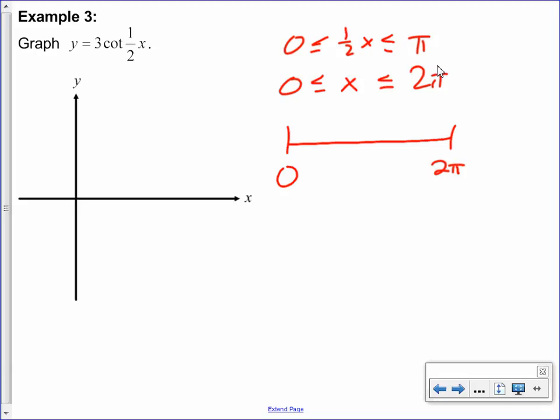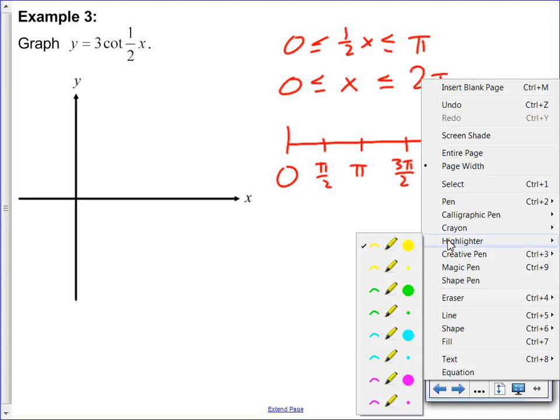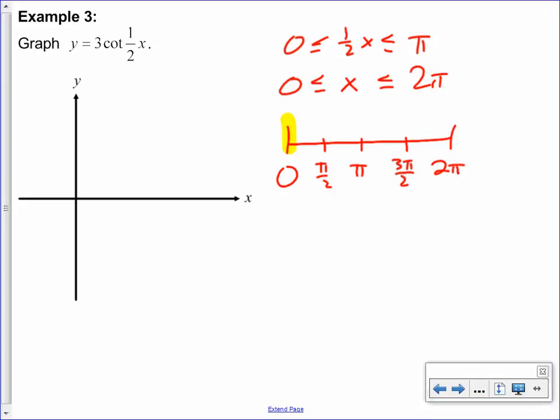Between 0 and 2 pi. Pi. Between 0 and pi. Pi over 2. I feel like you've done this a few times, right? You kind of already know it. This is good. Those are your asymptotes, so don't worry about it. We're going to do cotangent. Cotangent starts at 1, 0, -1. 3 cotangent makes it 3.